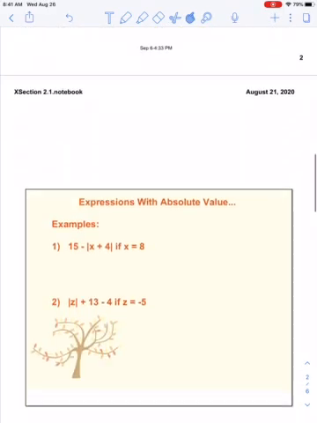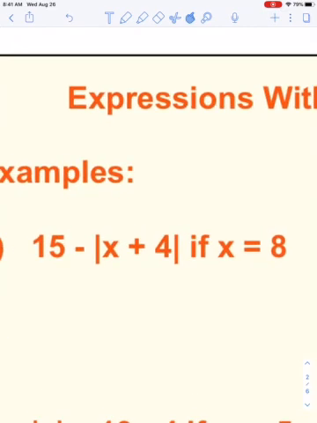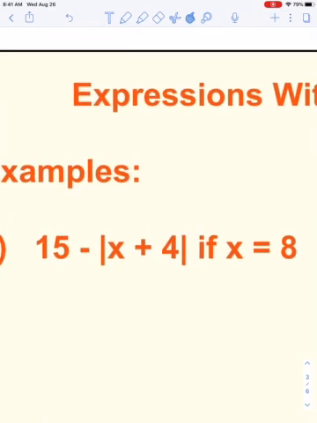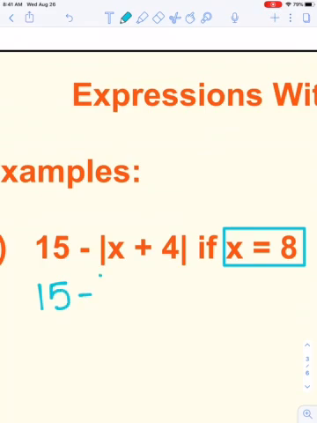When you are in an actual example, okay, and you have absolute value involved. So this says 15 minus the absolute value of x plus 4. First of all, it says x is 8, so we're going to have to plug 8 in for x before I do anything else. So 15 minus the absolute value of 8 plus 4.